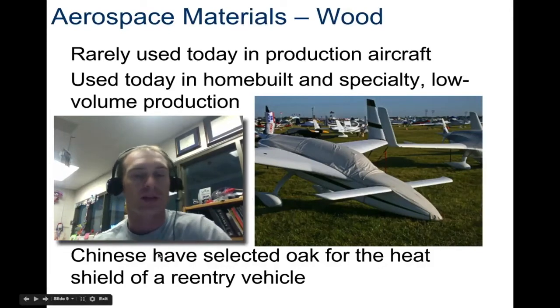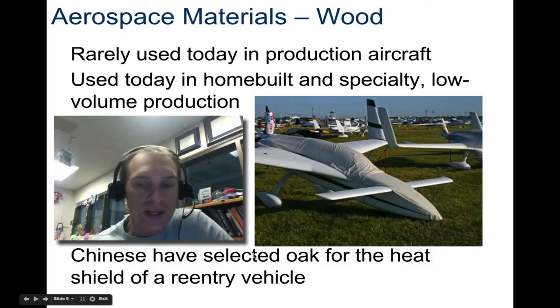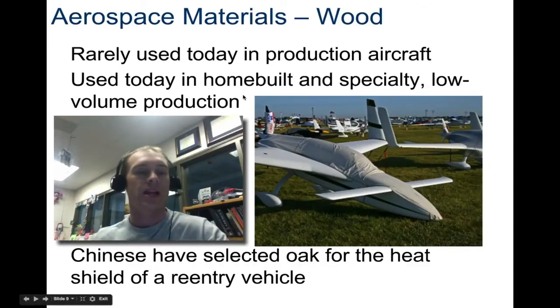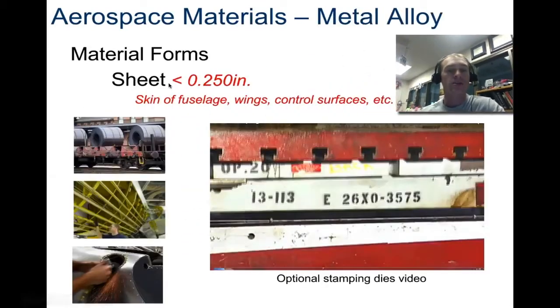And then just a neat little fun fact, the Chinese selected oak for the heat shield of a re-entry vehicle because oak has a really high flame point. So here's some different material forms.